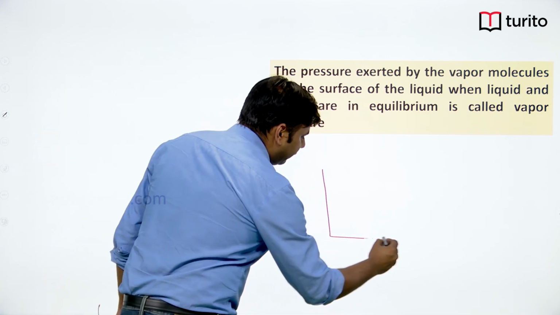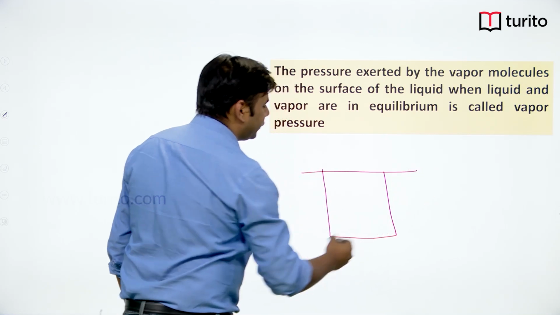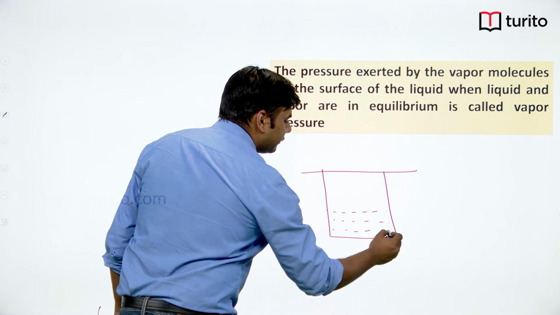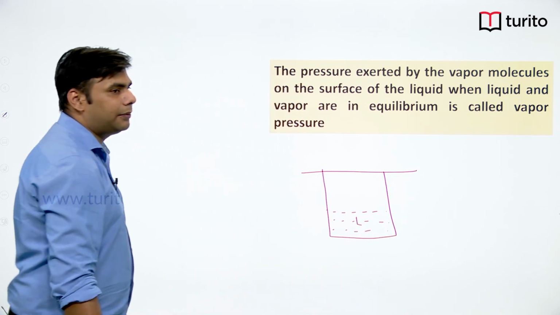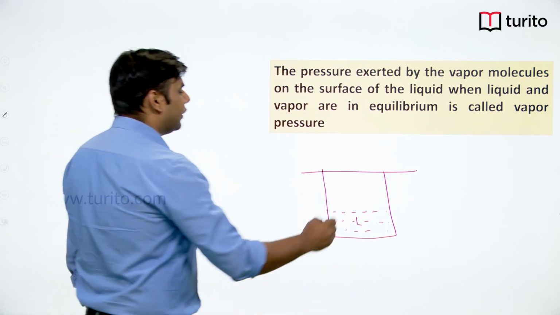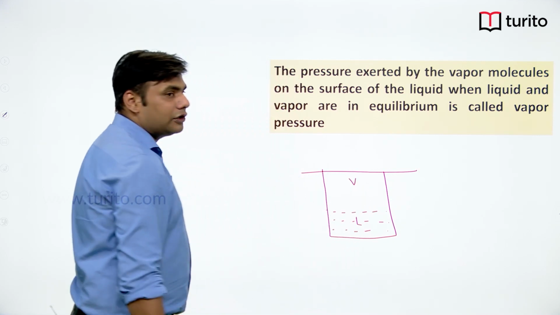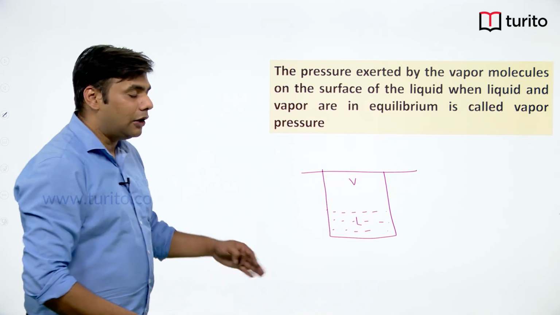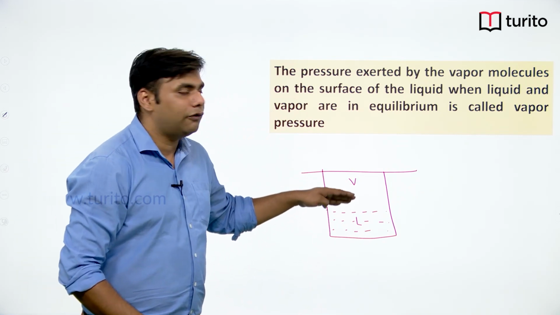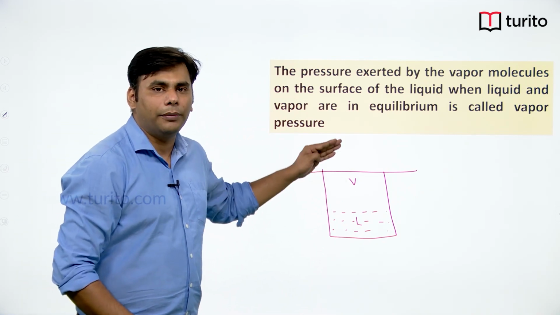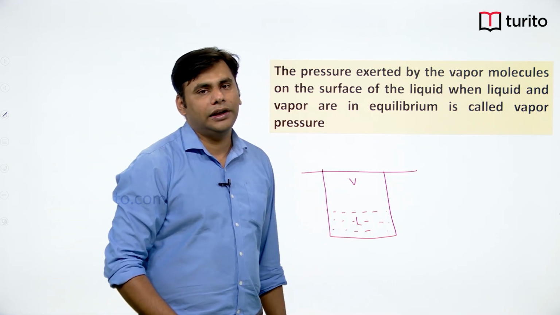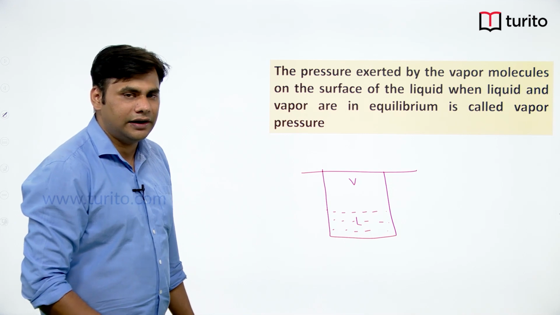So we were having a closed container, and we had a liquid. The molecules of liquid were there, which I represented with L. Some vapor would be formed initially. So how can we measure it? We'll just connect it with a manometer. Now when we connected the manometer, initially what would happen? Only vapors are forming. Those vapors would exert a pressure and the level of the mercury in the manometer would keep on increasing.